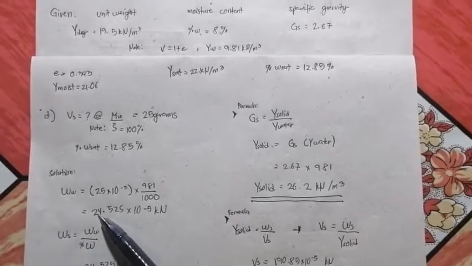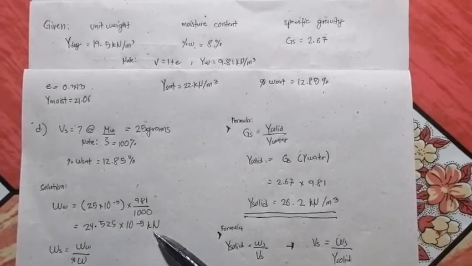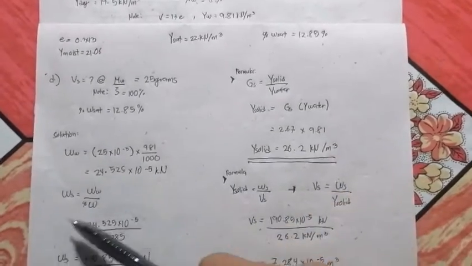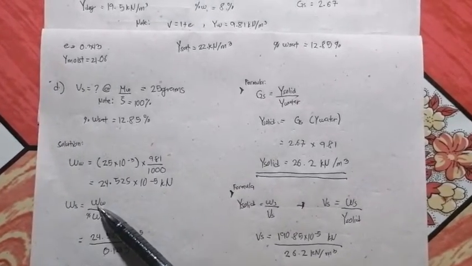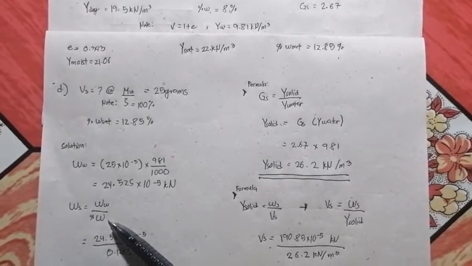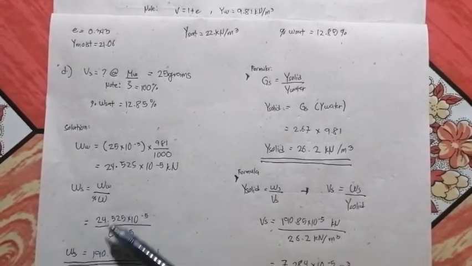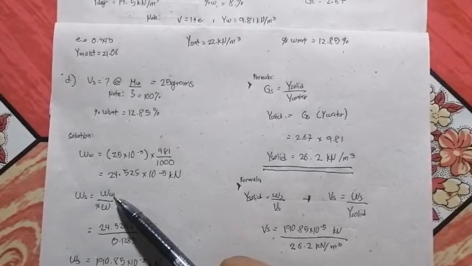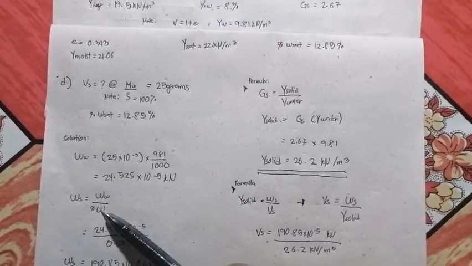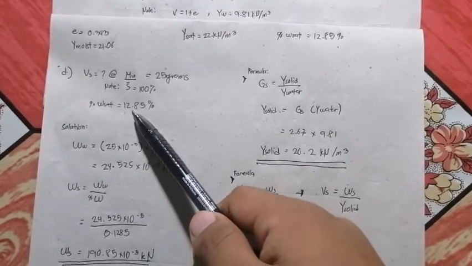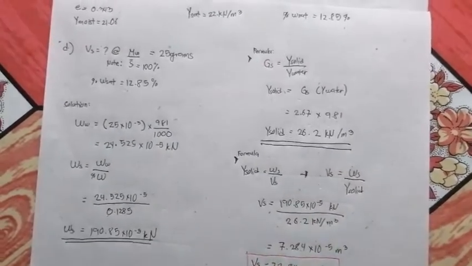So, yan. So, naging 24.525 times 10 to the negative 5 kilonewton. So, matapos nun, meron din tayong formula dito na ang weight ng solids is equal to the weight of water over the percent or the saturation content ng water. So, meron tayo nitong weight ng water which is 24.525. Yan. And then, saturation content na 12.85 na nakadesimal na 0.1285. Yan. So, solve lang natin po yan.